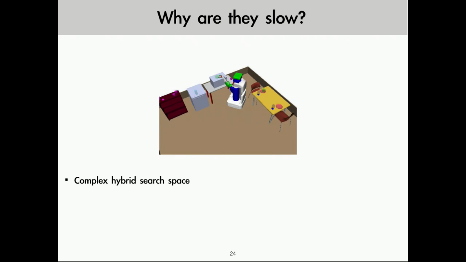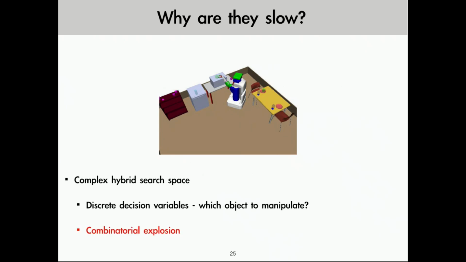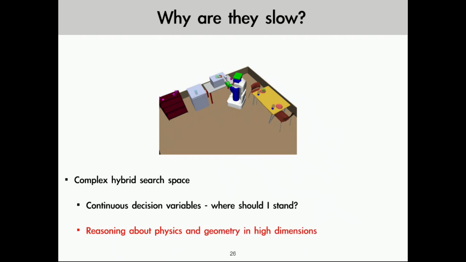And the primary reason that they're slow is because they have this complex hybrid search space. So let's say we are trying to cook a meal for dinner, right? The robot needs to decide on the discrete decision variables, such as which object to manipulate in order to prepare the meal. And as you can imagine, as the number of objects grow and the planning horizons grow, it'll run into a combinatorial explosion.